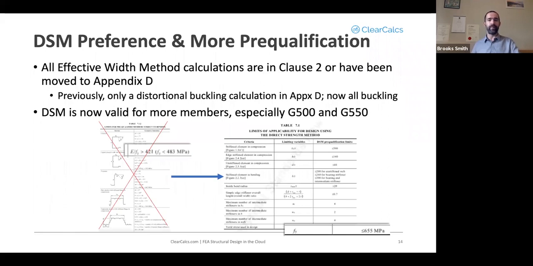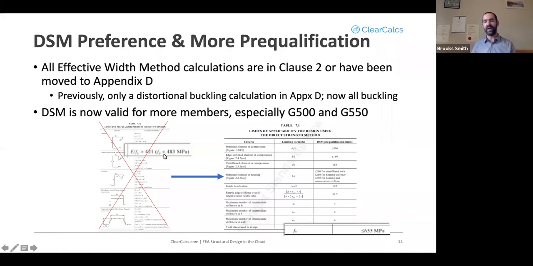So, direct strength method. As I mentioned, many of those effective width method calculations are now either in clause 2 or have been moved to Appendix D. Previously, you only had distortional buckling calculations in Appendix D. Now all types of buckling are there. The direct strength method is valid for more members, especially G500 and G550. In AS4600, you had several large tables, such as you see on the left, giving you maximum possible dimensions, or maximum allowed dimensions, in the direct strength method, depending upon exactly what your cross-section looked like.